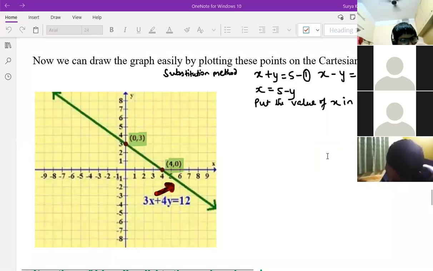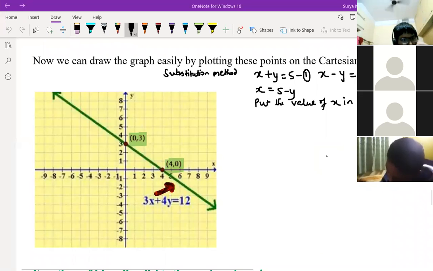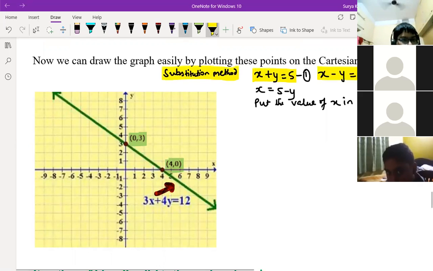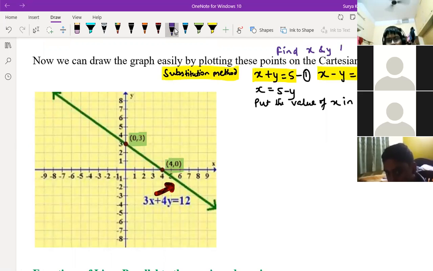See what I'm saying, in the question they have asked that there are two equations. This is the first equation and this is the second equation, okay? You have to solve, you have to find the value of x and y by the substitution method. Is the question clear now? Yes, sir.